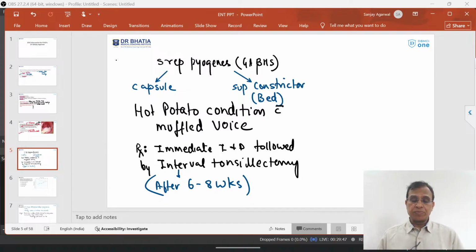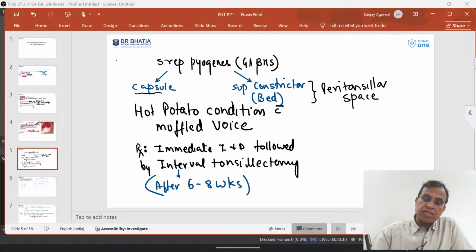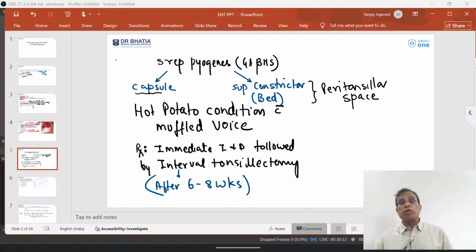Now in this case, the pus accumulates between the capsule and the superior constrictor muscle. This was a question asked once: in Quinsy, where does the pus accumulate or collect? Between the capsule and the superior constrictor muscle. Now the superior constrictor muscle is also called the bed of the tonsil. This space is called the peritonsillar space. What is the area called? Peritonsillar space, and the abscess of the space is called Quinsy. So it can also be called peritonsillar space abscess. There is another name for this condition.